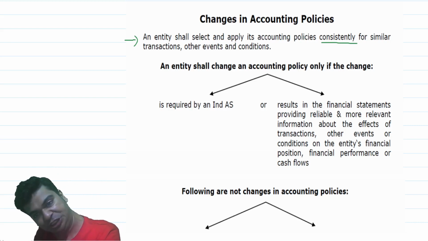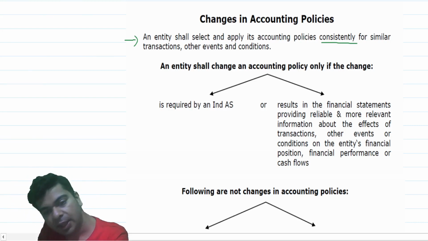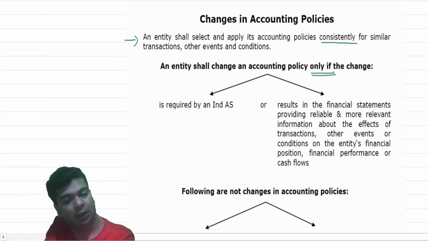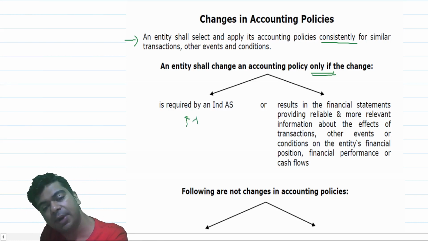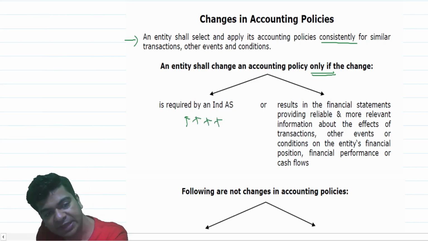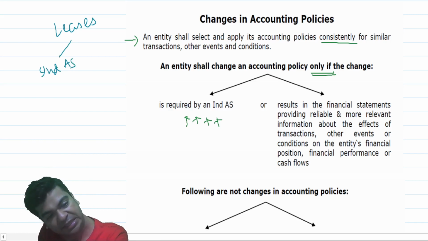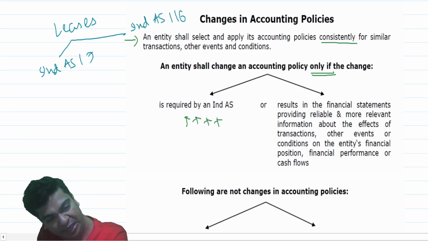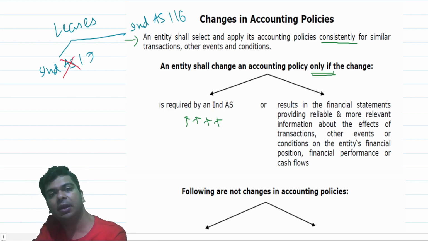But when can I change an accounting policy? Okay, an entity shall change an accounting policy only if the change is required by an Ind AS. I'll give you the example of leases, right? It's one of the best examples that we can give right now. Leases was covered by Ind AS 17, and then a new Ind AS was introduced, which is Ind AS 116, right? Now Ind AS 17 has been superseded by Ind AS 116.